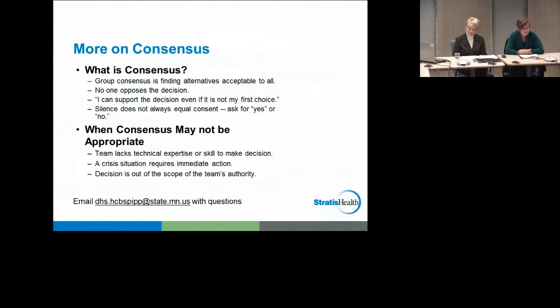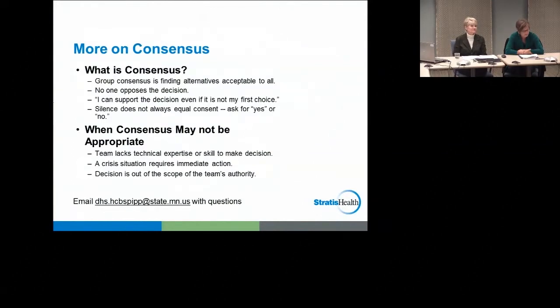But we want to emphasize again that it can be and sometimes is appropriate, and quite often is in a quality improvement project mode, but it's not always the right decision approach for every situation. So group consensus is finding the alternative that's acceptable to all and reaching a decision based on what everyone can accept. No one opposes the decision. Again, you might test through polling, or you might hear comments that said, I can support the decision even though it's not my first choice.